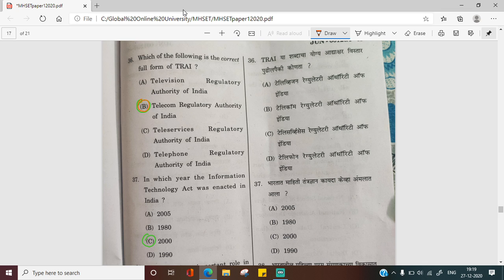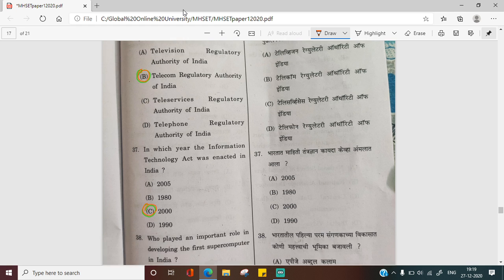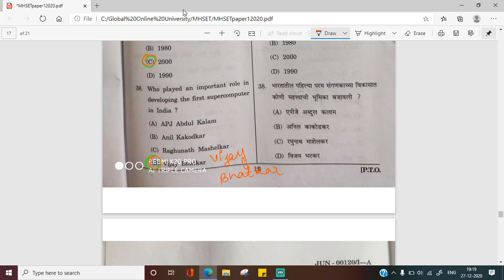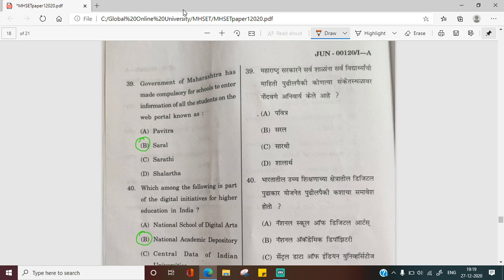For question 37, in which year was the Information Technology Act enacted? It is in 2000. Who played an important role in developing the first supercomputer in India? It is Vijay Bhatkar. Option B. It was developed in Pune. The Government of Maharashtra has made it compulsory for schools to enter information of all students in the web portal known as Saral. The right answer is B.